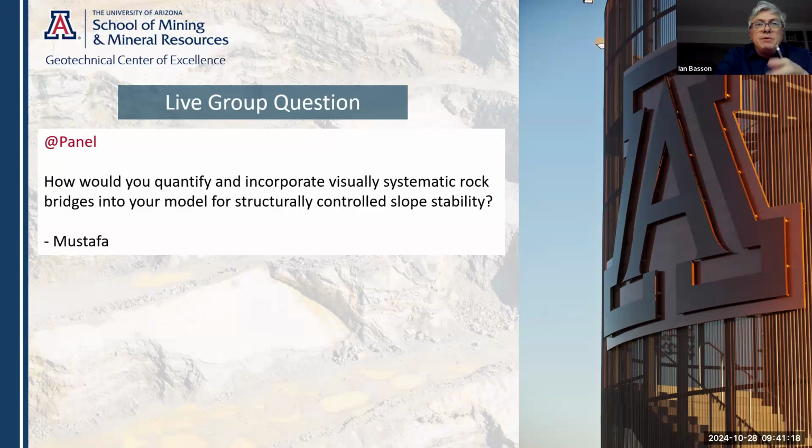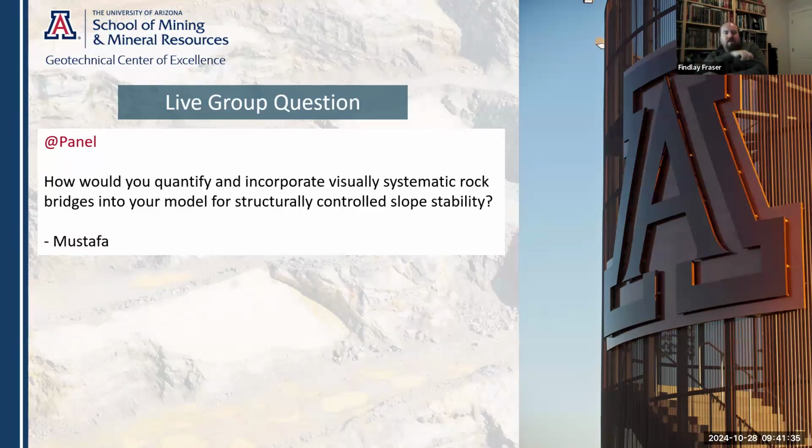Well, sorry, it may be semantics, but what does visually systematic mean? I don't quite understand what that means. Yeah, good question. Maybe that you're observing them in the pit. I think my interpretation of visually systematic is just what you're saying there, James. You're standing in the pit and you can see you've got two or three structures that are coming down with rock bridges and overlapping tips.